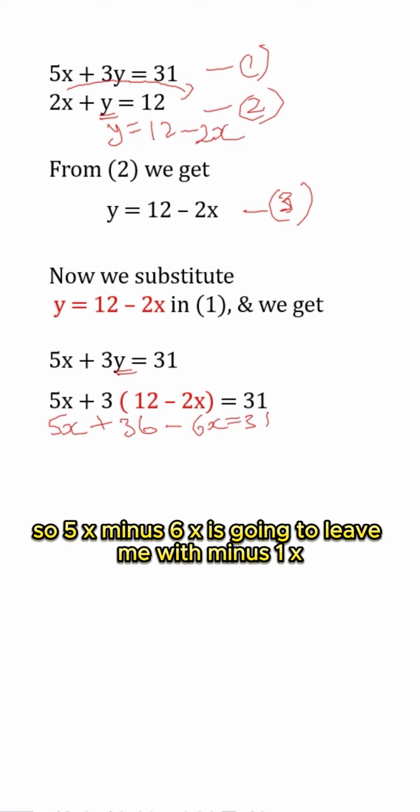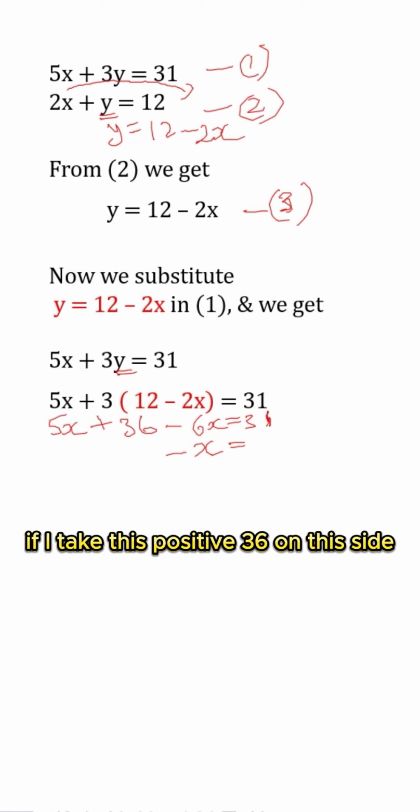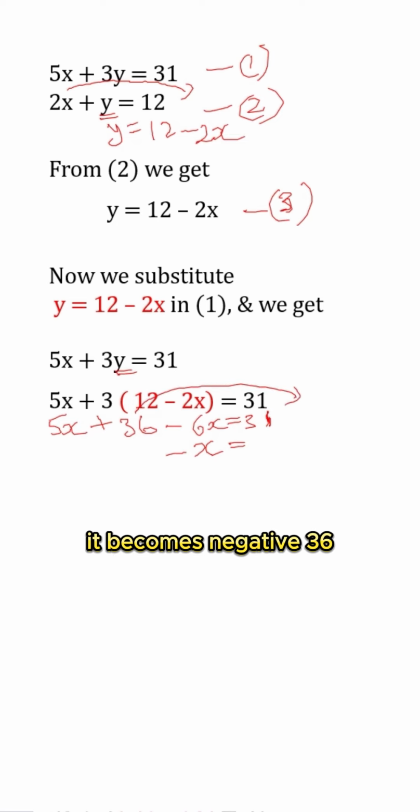So 5x minus 6x is going to leave me with minus 1x, and the 1 is understood. And if I have positive 31 on this side, and I take this positive 36 to this side, it becomes negative 36. So therefore, minus x will be equal to negative 5.